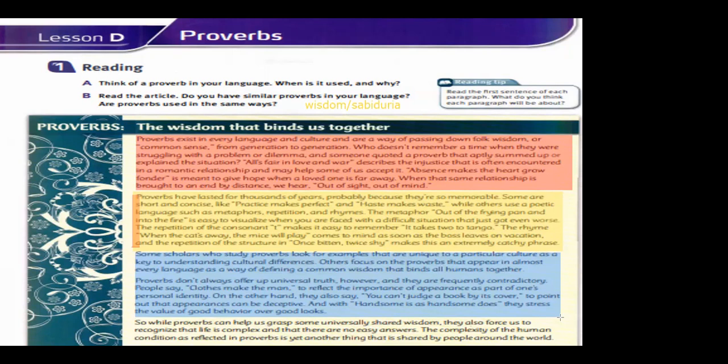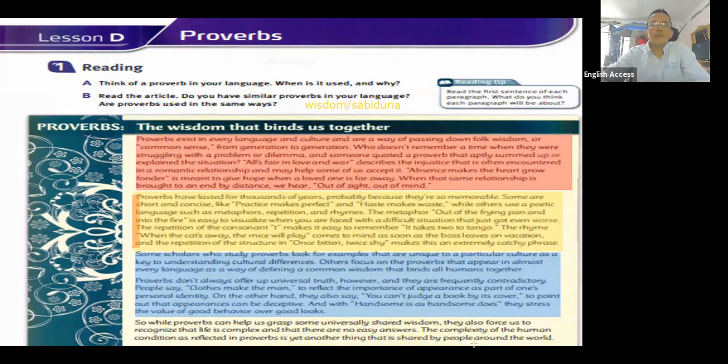People say, clothes make the man, to reflect the importance of appearance as part of one's personal identity. On the other hand, they also say, you can't judge a book by its cover, to point out that appearances can be deceptive. And with handsome is as handsome does, they stress the value of good behavior over good looks.